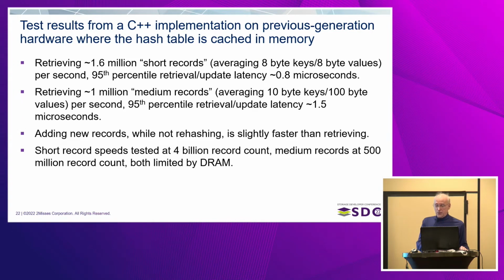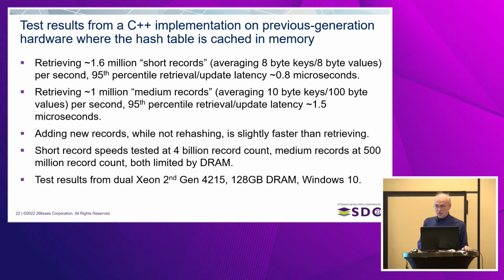And this short record speed is tested at 4 billion records because that's all the memory I had, and medium records at 500 million records count, both limited by DRAM. And that's the older server, as I said.